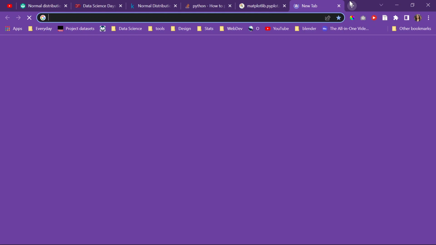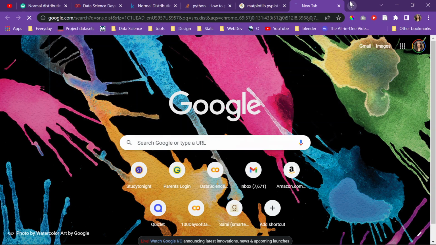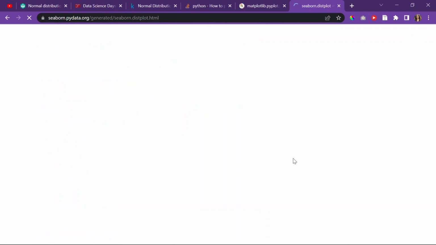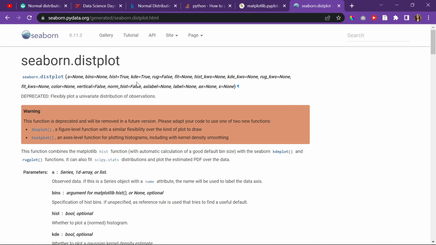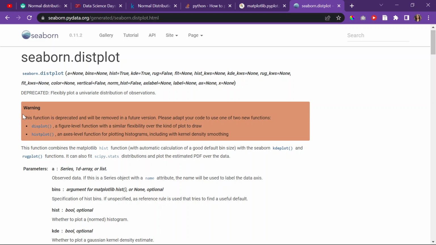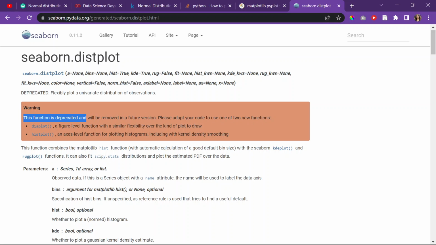Seaborn has, right, sns.distplot. It should have the axes parameter. By the way, parameters are things that go inside the parentheses, or just things that you can change. Ax label. See, ax, right there. See, I knew it. I told you, did I not tell you? This function is deprecated and will be removed in a future version. Please adapt your code. I told you. I knew this was the one.